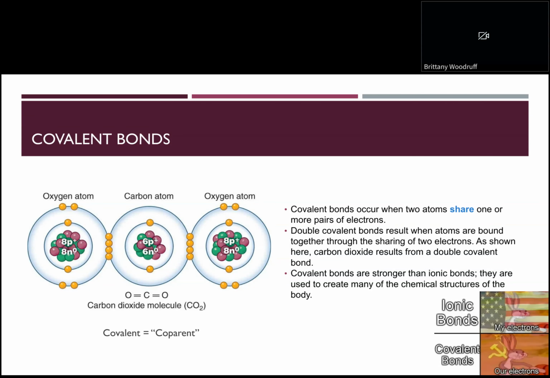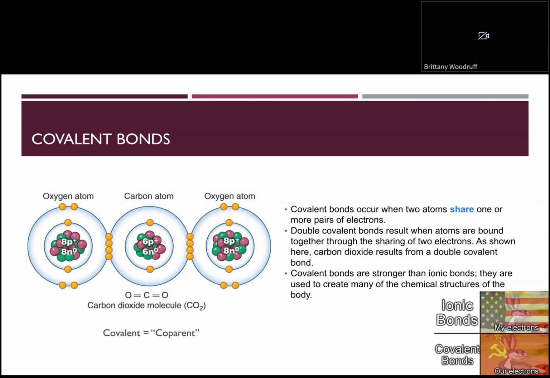Now we're going to talk about the other types of bonds briefly. They're not as important in nursing practice. So, covalent bonds. We talked about sodium and chloride. Sodium really wants to get rid of its electron. Chlorine really wants to hold on to it.